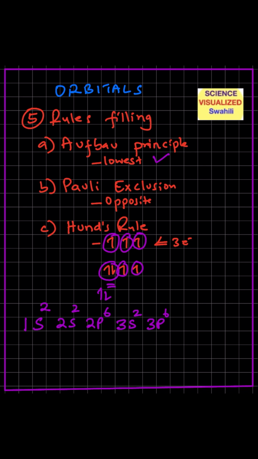And then instead of going to 3d, 4s is actually lower energy, so you go to 4s2, and then now 3d10. Then after that you continue 4p6, and then continue 5s2, which is lower energy than 4d10, and then you continue 5p6, and so on.